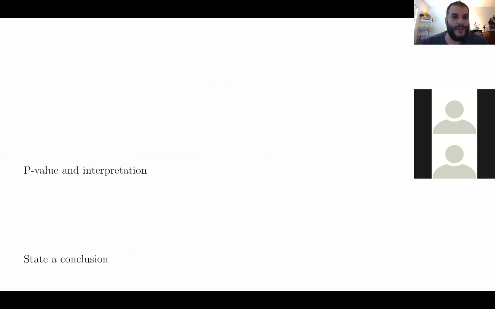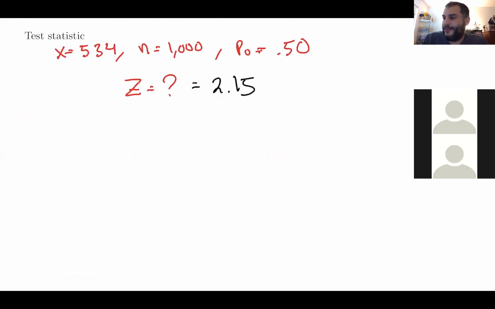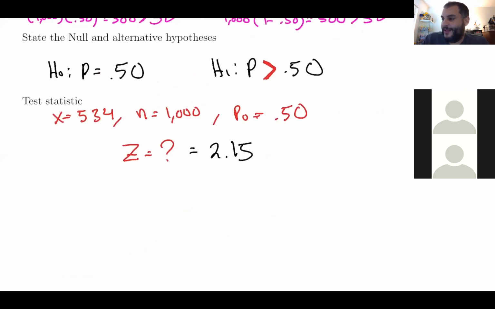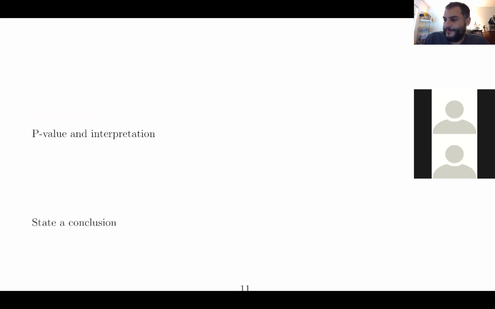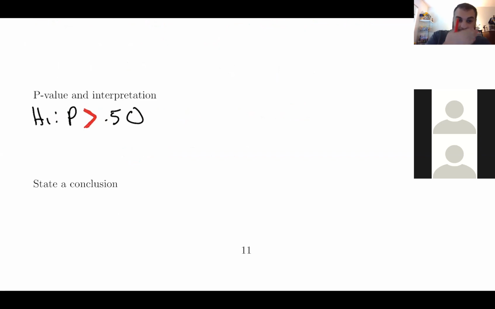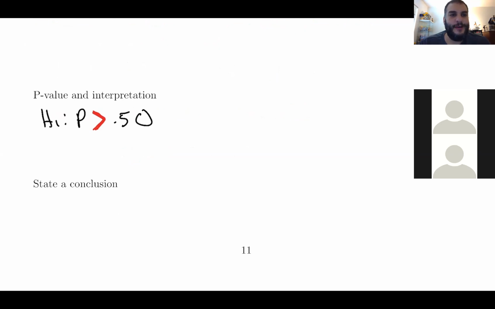So when you're looking at the p-value for Class Calc, what you have to remember is what your alternate hypothesis is. So my alternate hypothesis, we said P is greater than 0.50, correct? So when we look at Class Calc, we want to use the probability that has this symbol.